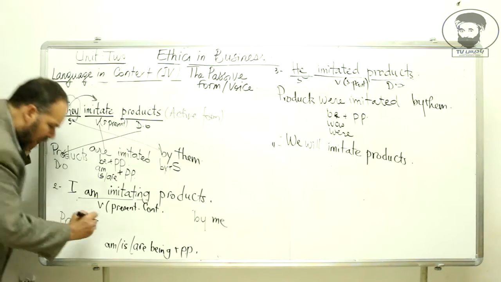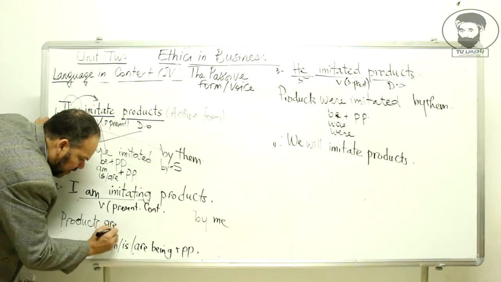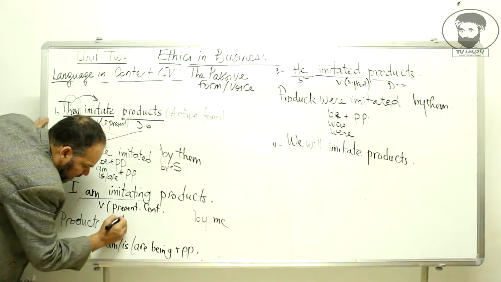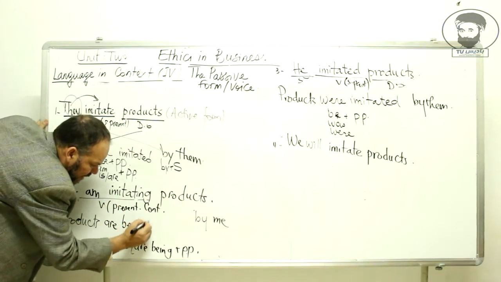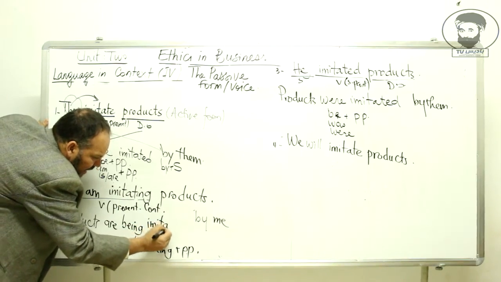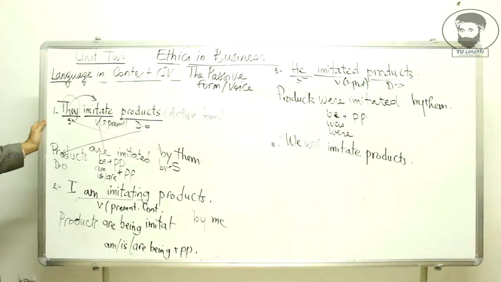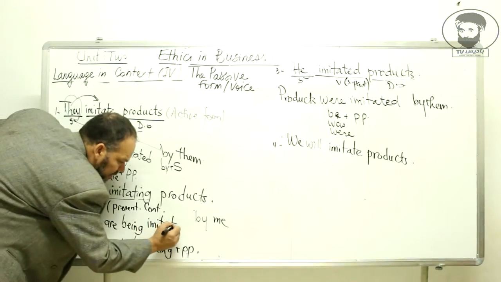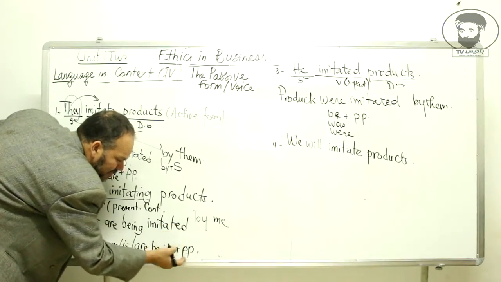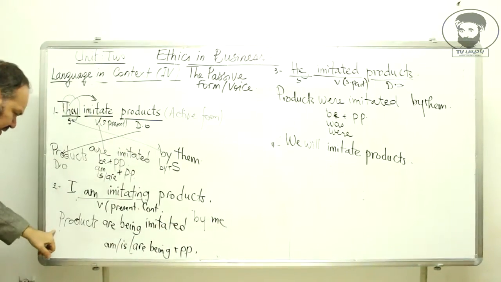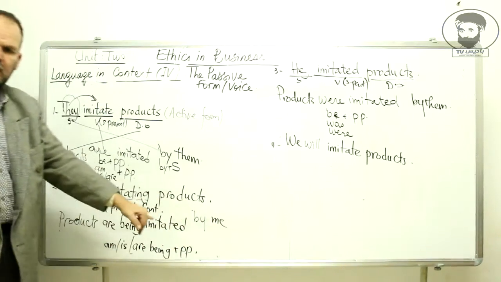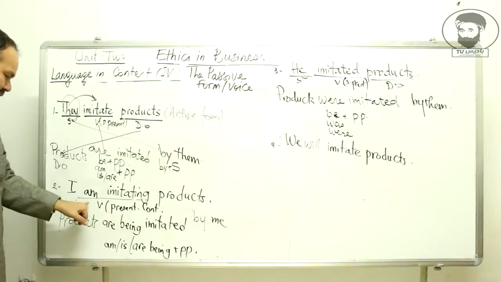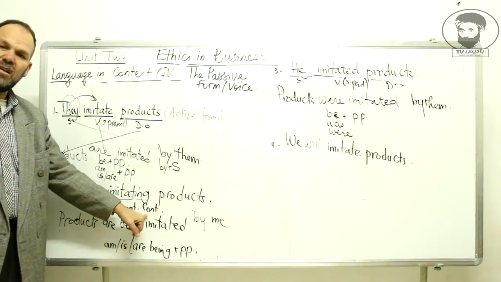So, is it products are, or products is? So products are. So are, what? Remember, being, this is the rule. Then imitated, noting the tense. Remember the past participle of the verb. So, products are being imitated by me. This is the conversion when the verb is in the present continuous.